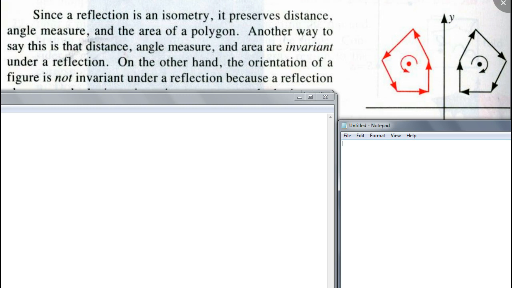On the other hand, the orientation of a figure is not invariant under a reflection. What do you think they mean by orientation? Who would like to explain this? Jack? I don't know. Oh, really? The hint doesn't help you too much? Well, what do you think? The placement. What do you mean by that? When you have a reflection, you have to flip it over completely. Right. So what do you think they mean by this orientation?